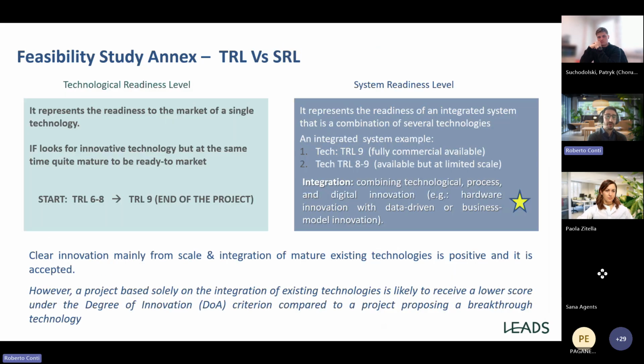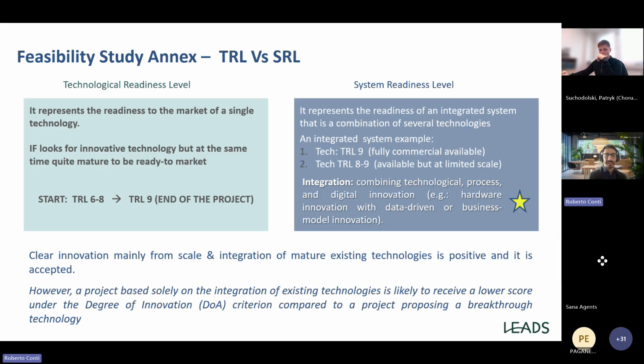Another important point is the technological readiness level versus the system readiness level. Commonly, of course, the Innovation Fund finances projects with innovative technologies starting from a TRL 6, 7, maybe 8, and the goal is to reach TRL 9. But sometimes some projects are not focused on a TRL, but on a system readiness level.